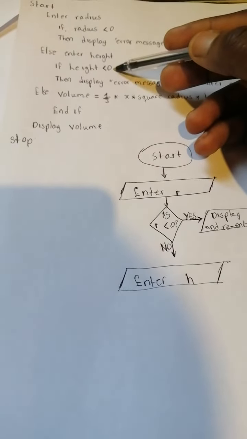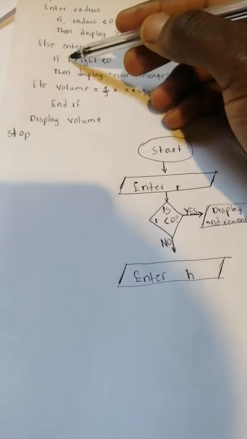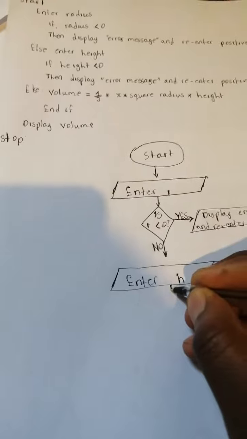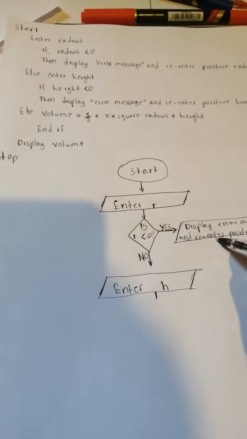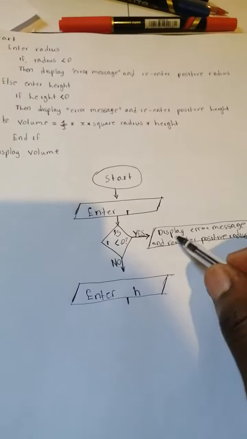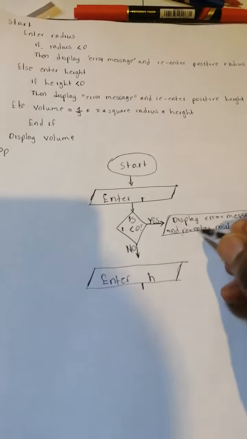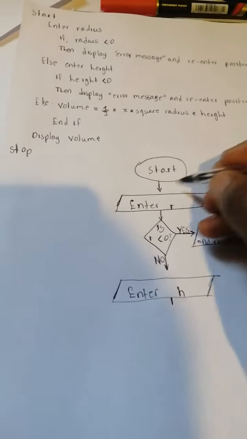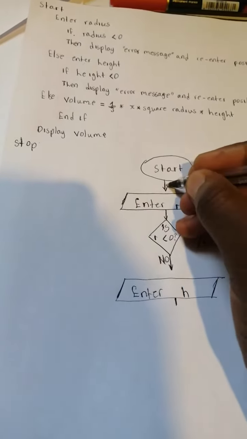After writing this, notice the next step. It says if height is less than 0. Whenever you see if, it means there is a decision going on there. Here it says display error message and re-enter positive radius. So it says re-enter, which means you're going to re-enter the positive radius. I'm going to draw an arrow going up like that, and then back to enter like that.